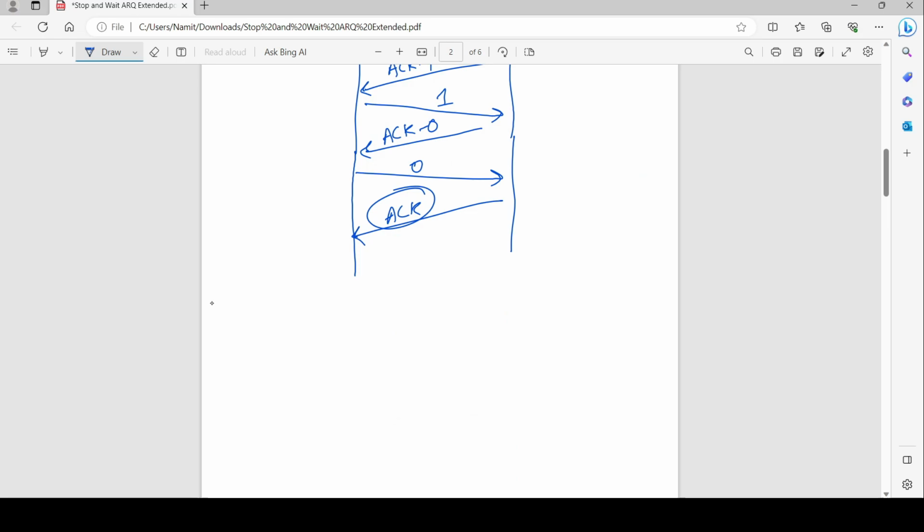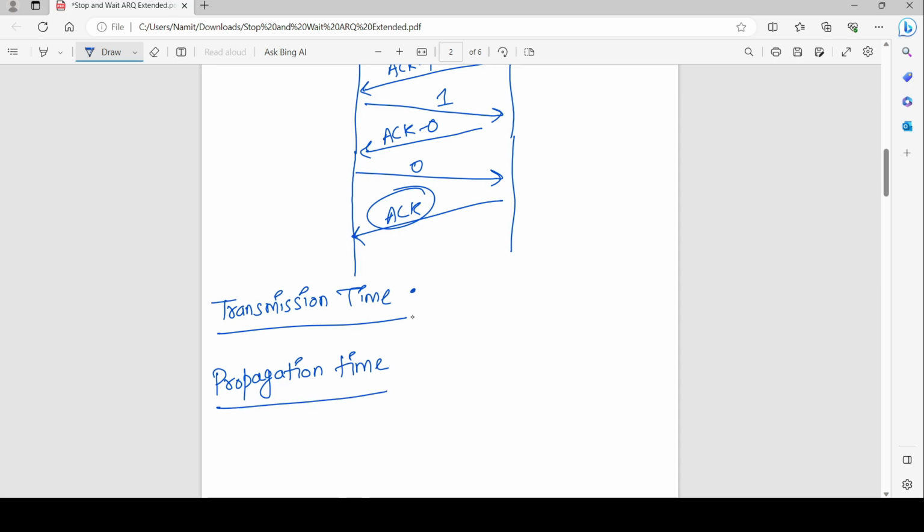One thing is known as transmission time, second thing is known as propagation time. Okay, it is also known as transmission delay and propagation delay. Right, I hope this thing is clear with you. Okay, I hope there is no doubt till now.